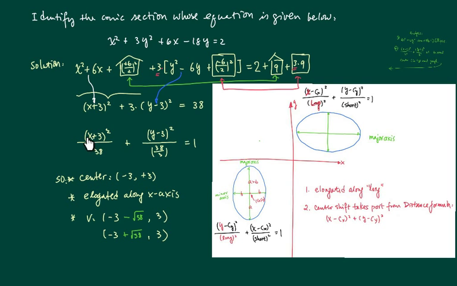The center, remember, is read from x minus cx and y minus cy. So here is x plus 3, that's why the center is at x equals minus 3. For this chunk, it's y minus cy, and cy is positive 3 here. And from the center, all you have to do to read the distance is the length under the x term. That's plus or minus the square root of 38.